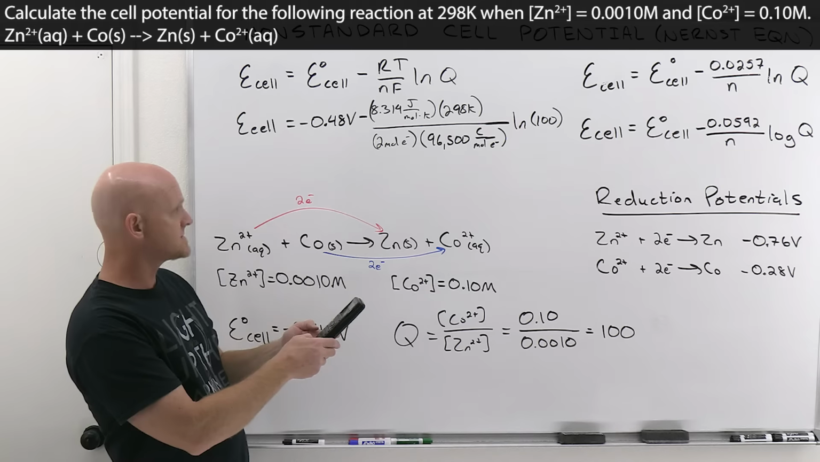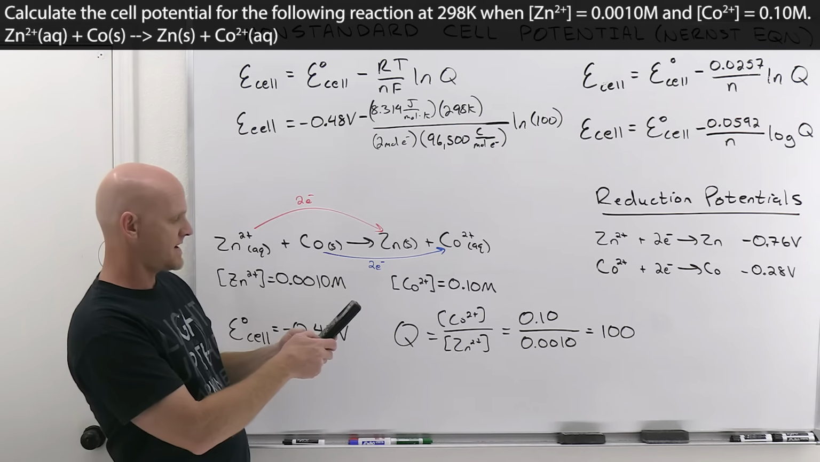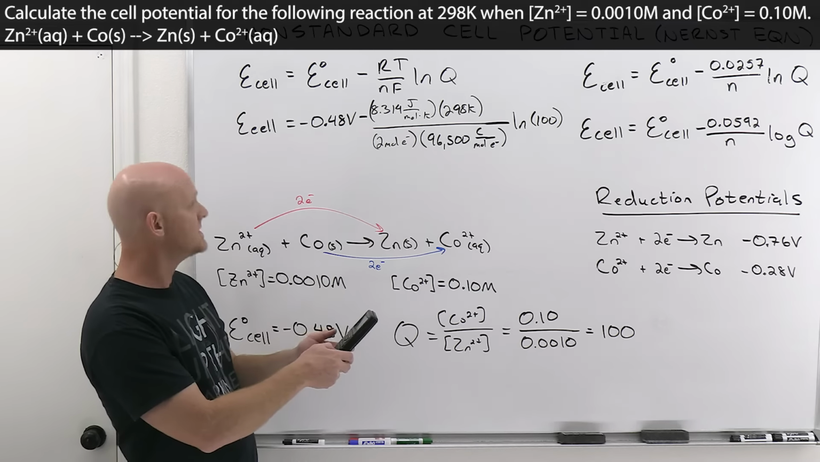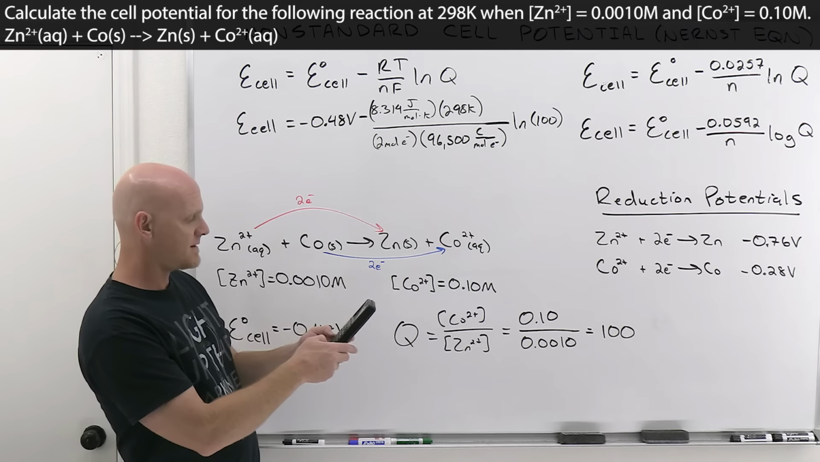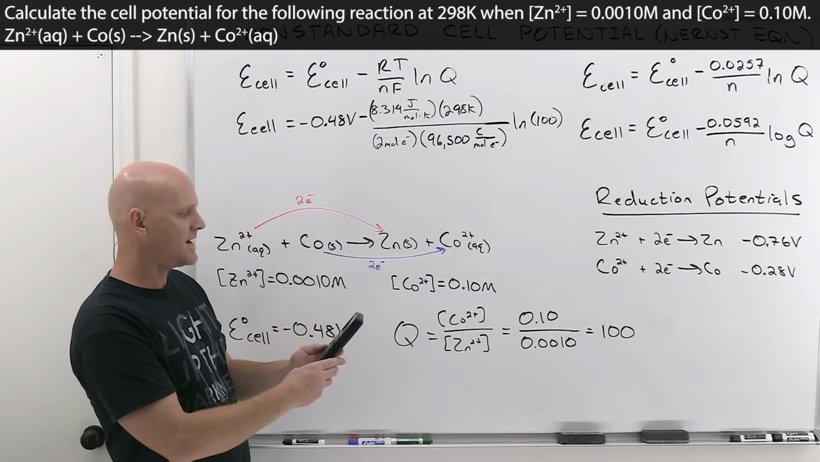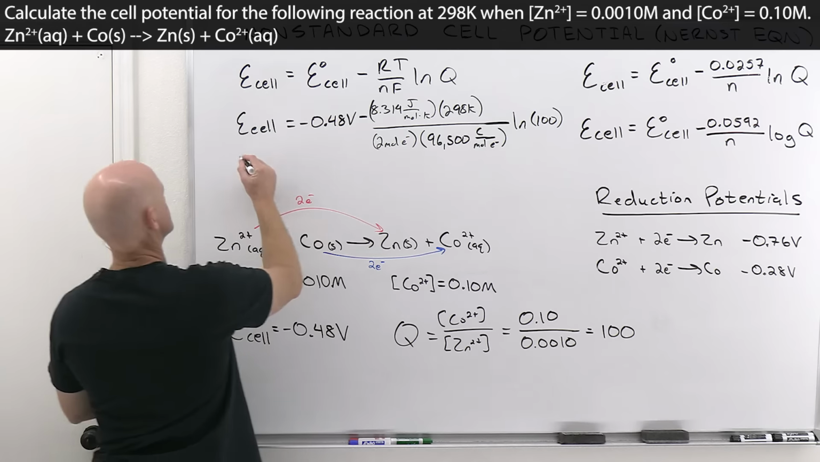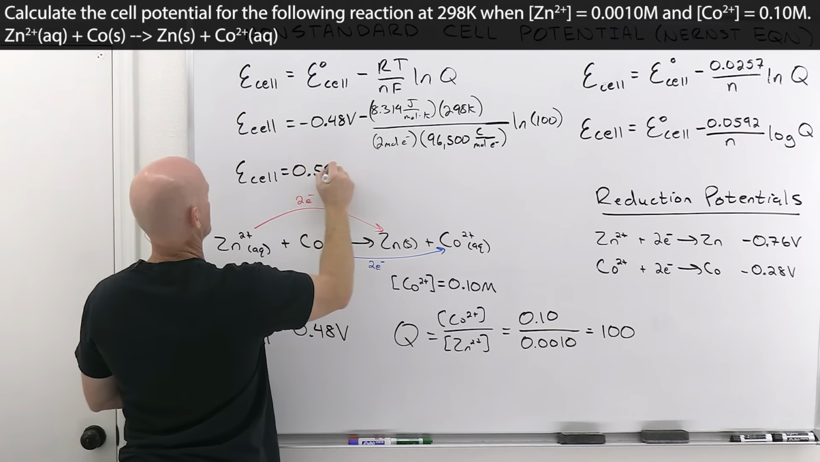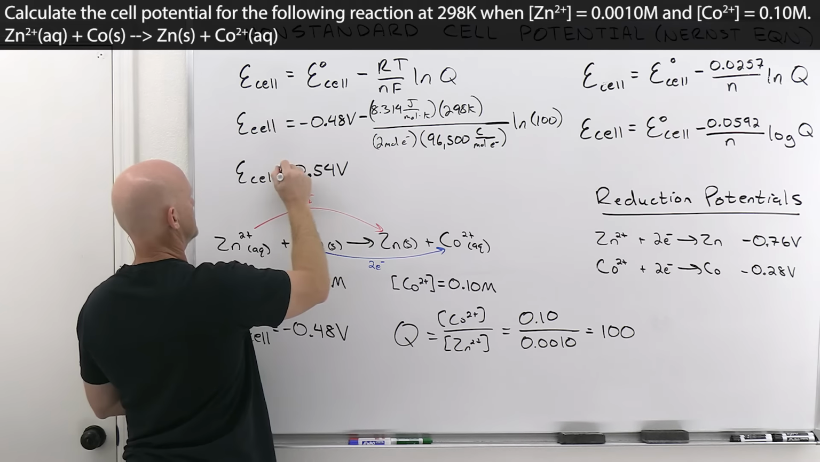So minus 8.314 times 298 divided by, and I'll put all the denominator here in parentheses, 2 times 96,500, times the natural log of 100, and we're going to get negative 0.54 volts. Oh, I lost my negative sign.